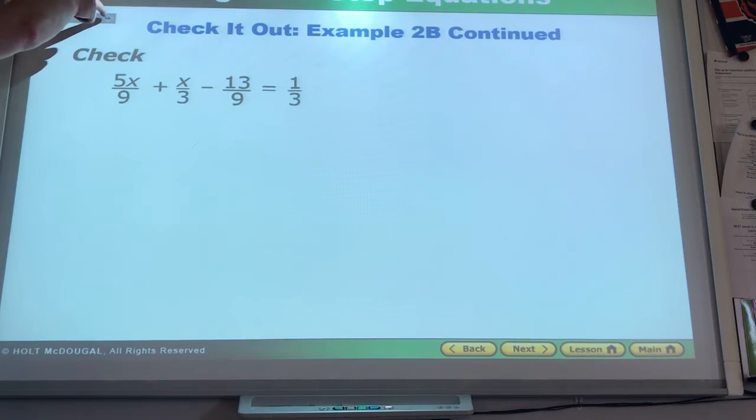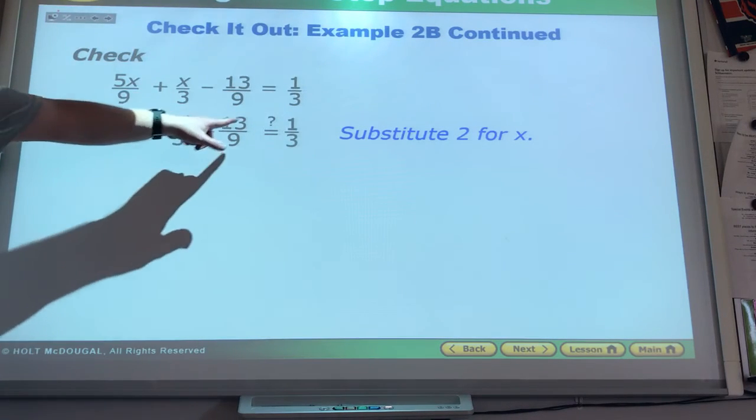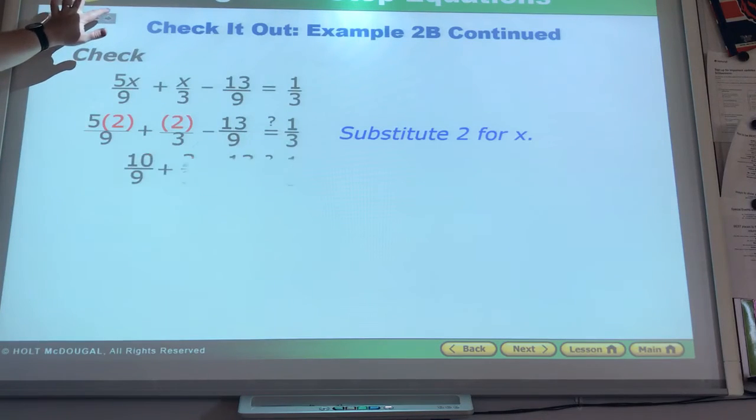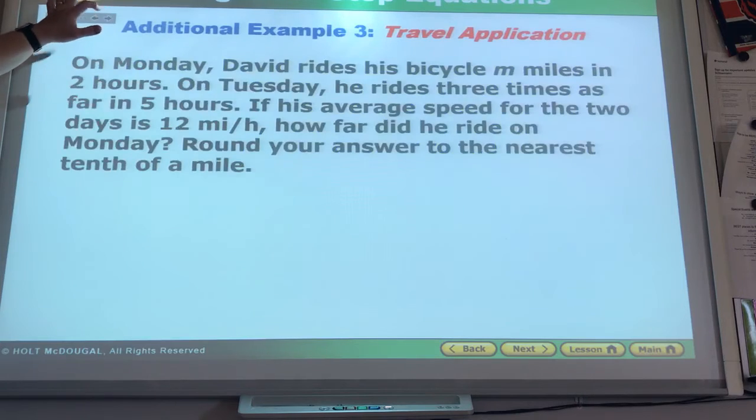Here, we're going to check it. They decided to put the 2 in there. They do all the 2's and put them in there. Notice there were no x's by those, so they didn't have to do that. Get a common denominator. Oh, they do check out.